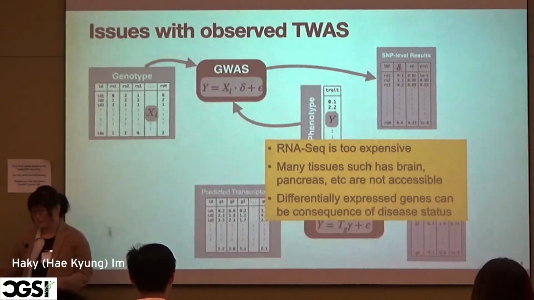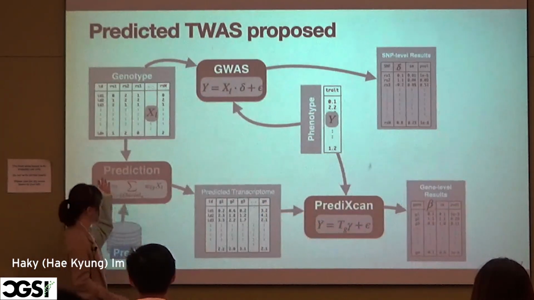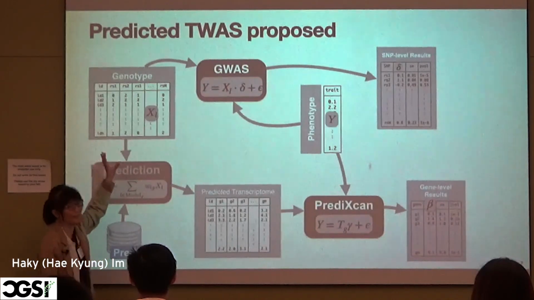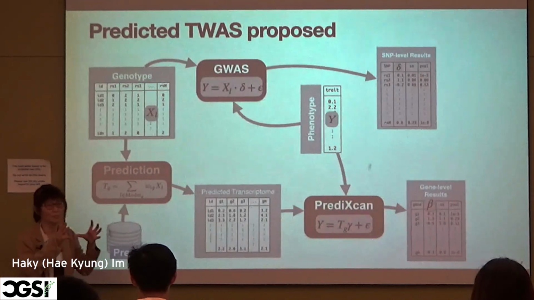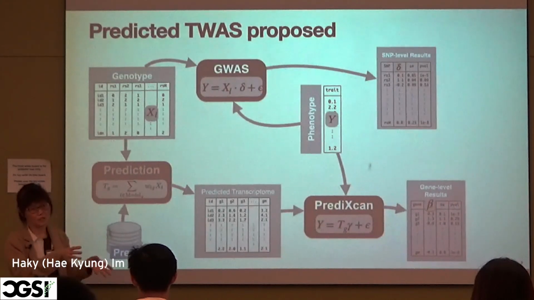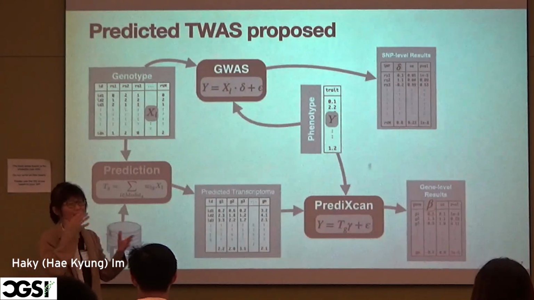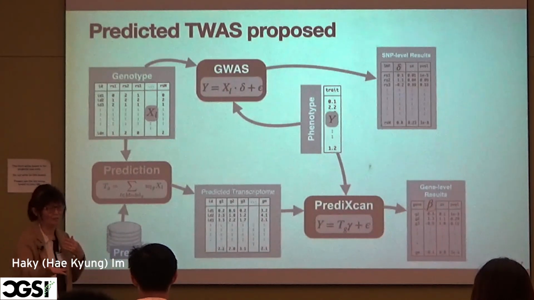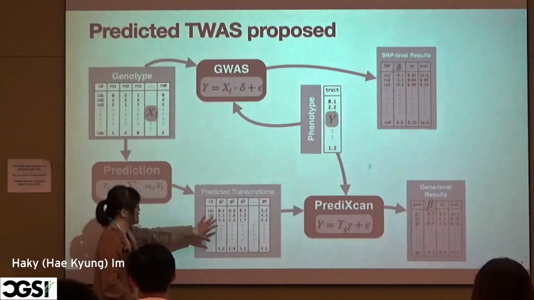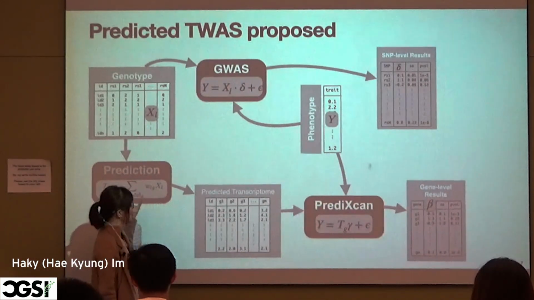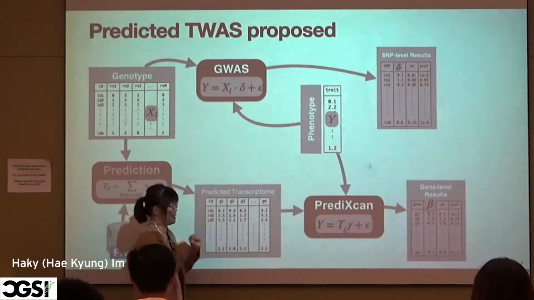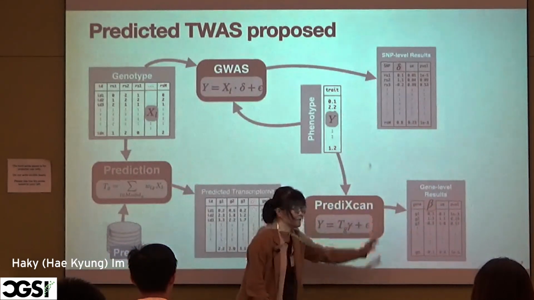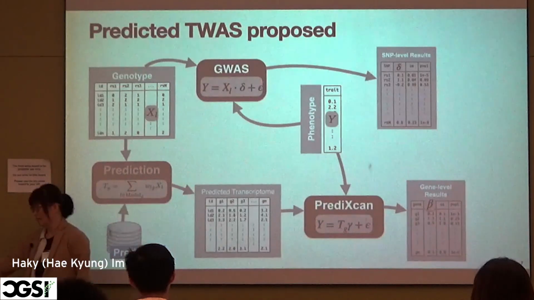So then we proposed TWAS or PredictScan, where you take the genotype data and you extract the genetic component of that. And that genetic component is a function of your germline genotype, so it doesn't get changed by whether you have a disease or not. So you do the same thing. Instead of using observed transcriptome, you do predicted transcriptome, but this transcriptome is the genetic component. And you do the same thing, you end up with gene level results.